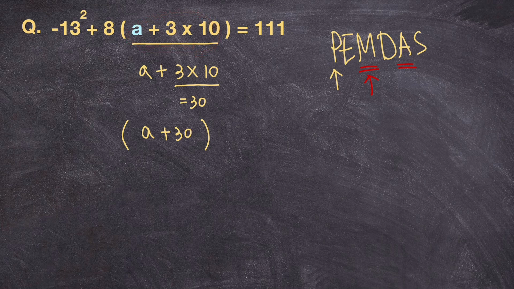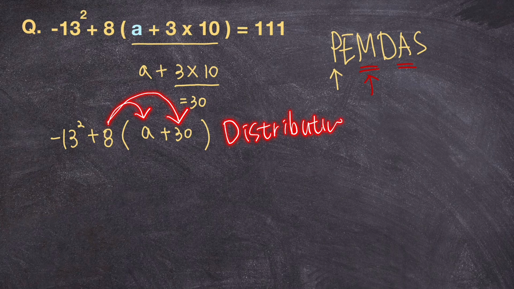So let's replace what we have here with a plus 30 and write the rest of the expression. So I have negative 13 squared plus 8 parenthesis a plus 30, and this part cannot be solved further at this point, so I'm going to leave it at that. So from this, I'm going to have to get rid of parentheses again, but I can do that by distributing that 8 to both terms within that parenthesis, and that is called distributive property.